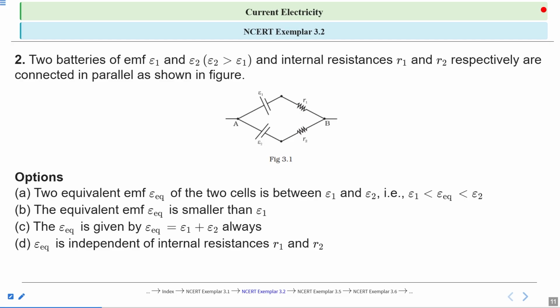Okay, option A is this. The second option is the equivalent EMF epsilon equivalent is smaller than epsilon 1. Option C is epsilon equivalent equal to epsilon 1 plus epsilon 2. Okay, in a parallel combination, can we give the equivalent EMF by the direct sum as mentioned in option C? Epsilon equivalent equal to epsilon 1 plus epsilon 2. Okay, you have to determine. And epsilon equivalent is independent of internal resistances R1 and R2. So you have to choose the correct option. I will give you some time to think about it.